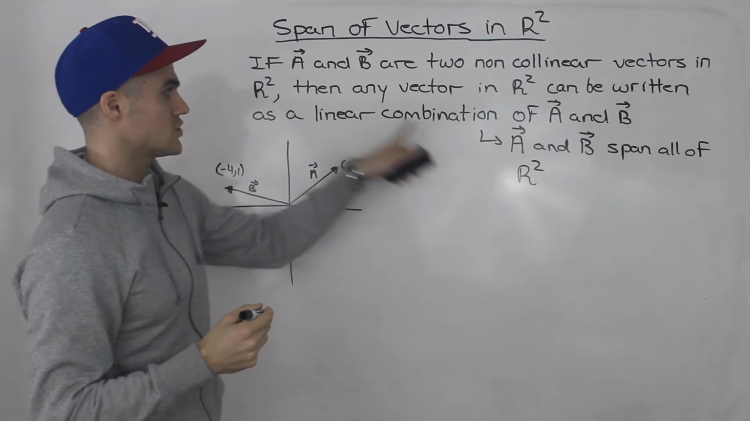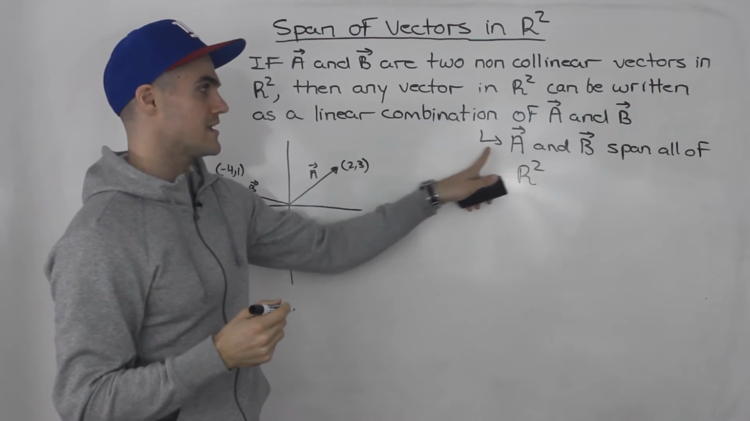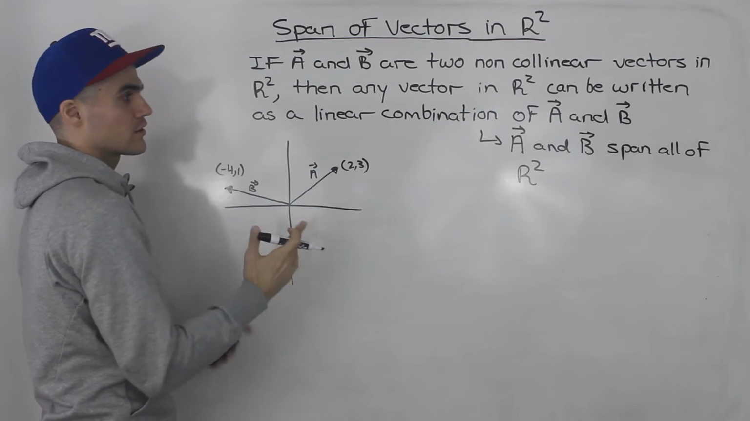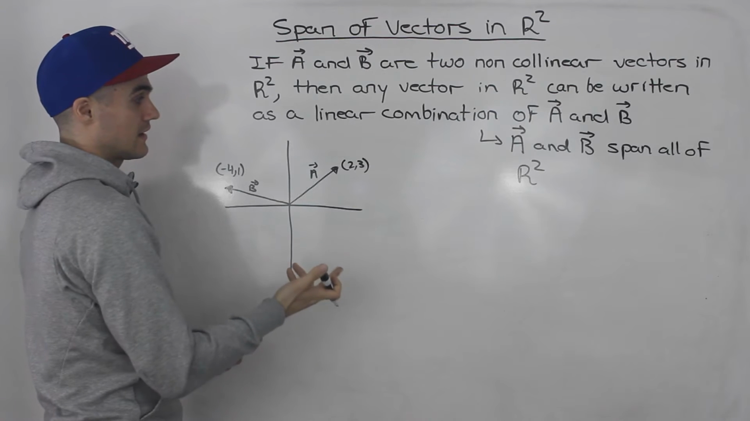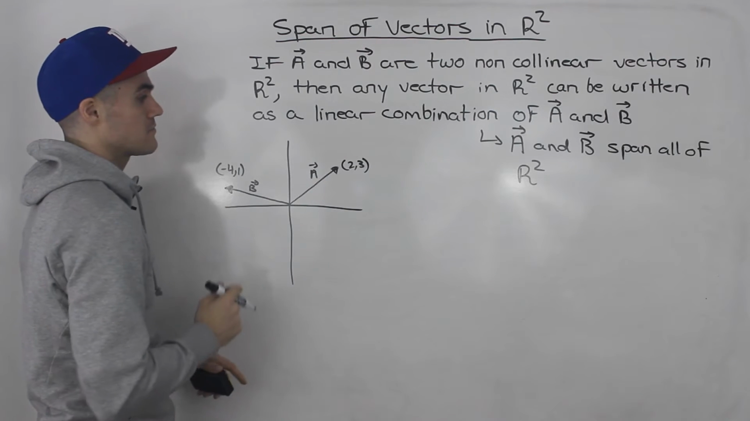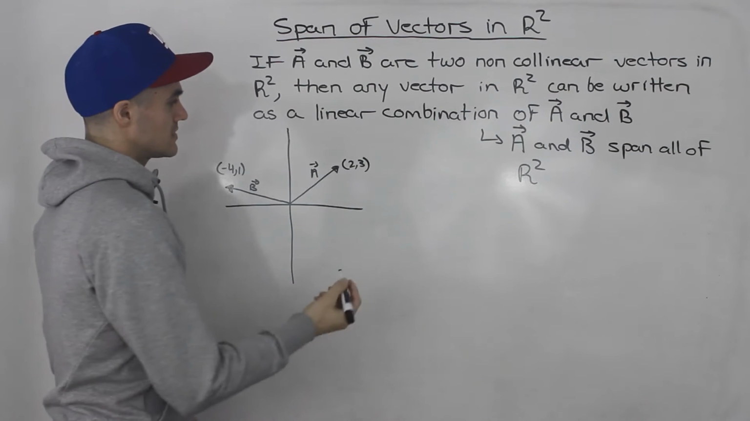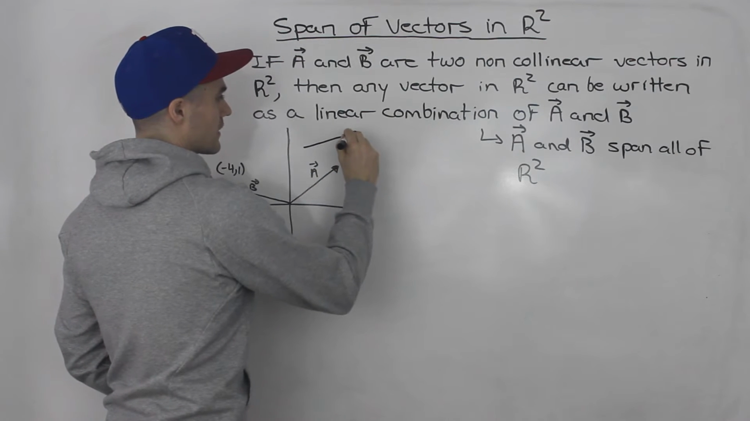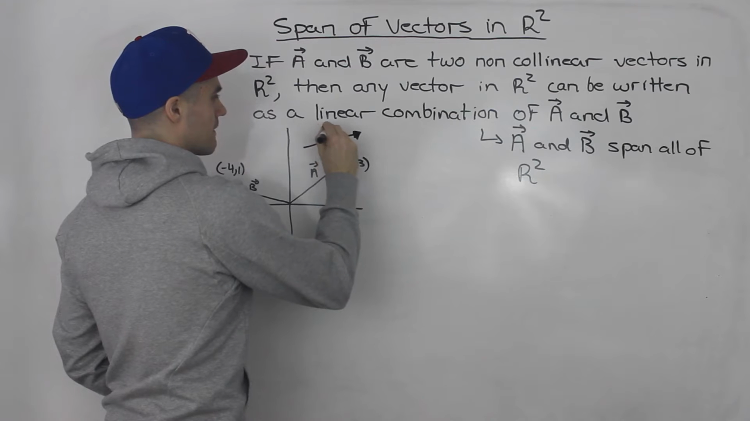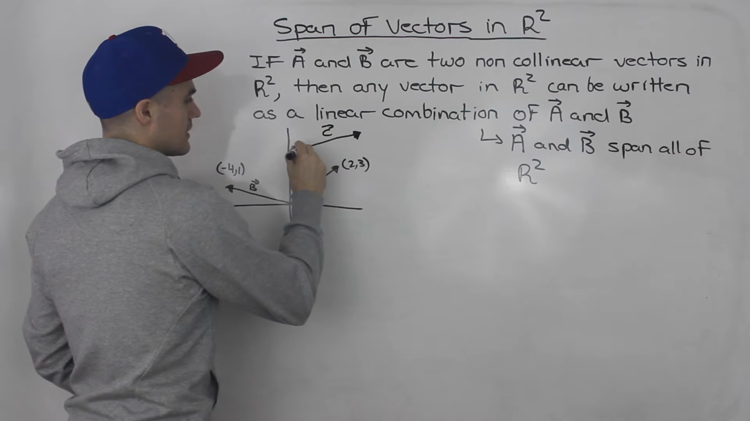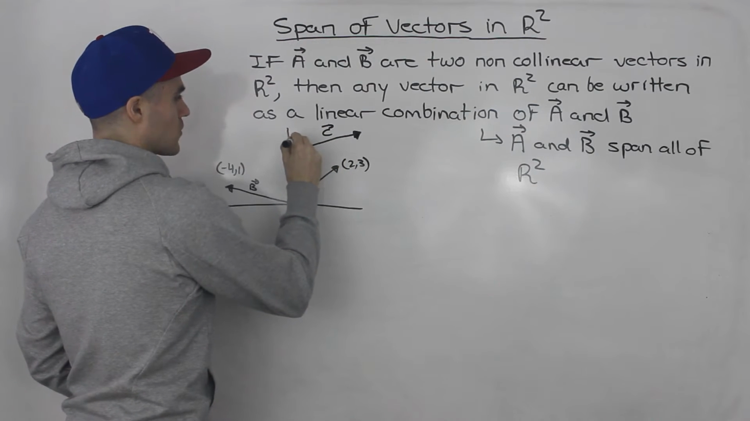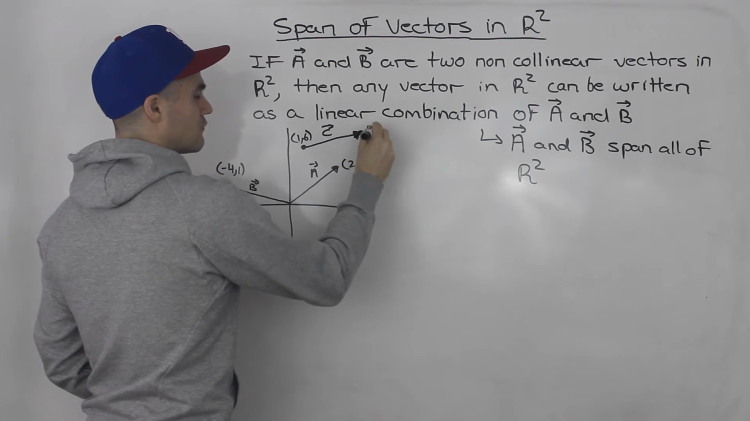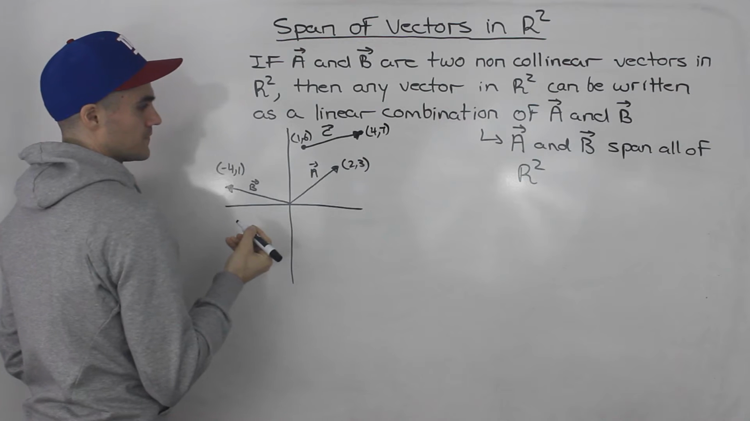So this definition and this definition are the same. If A and B span all of R2, it means that any vector in R2 can be written as a linear combination of A and B. Let's do an example. Let's bring in another vector here. Let's say this here is vector C, and let's say C at its tail has a coordinate of (1, 6), and its head has a coordinate of (4, 7).